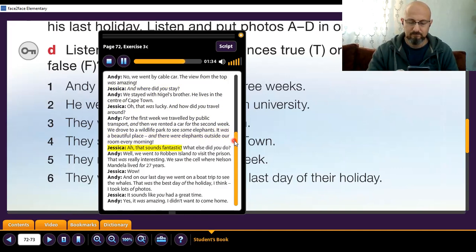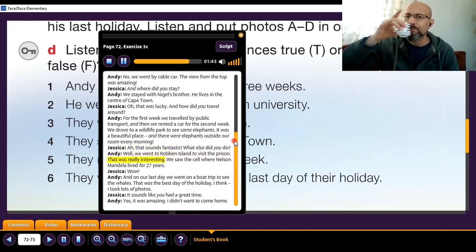Oh, that sounds fantastic. What else did you do? Well, we went to Robben Island to visit the prison. That was really interesting. We saw the cell where Nelson Mandela lived for 27 years. Wow. And on our last day, we went on a boat trip to see the whales.